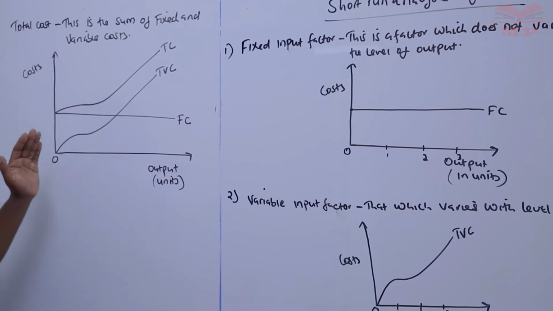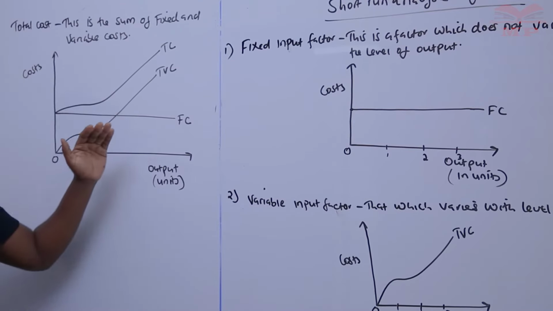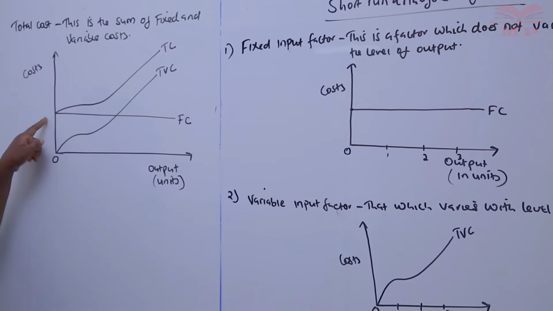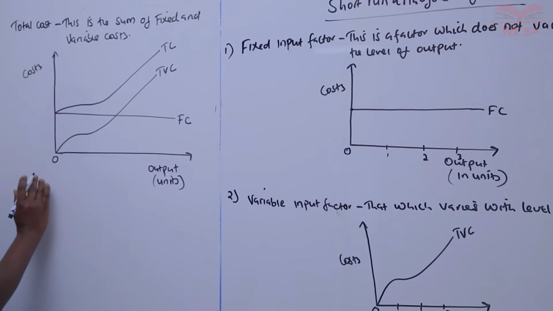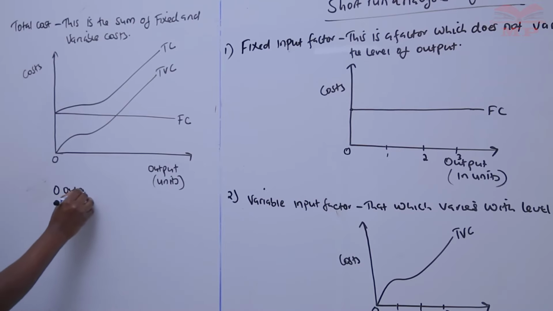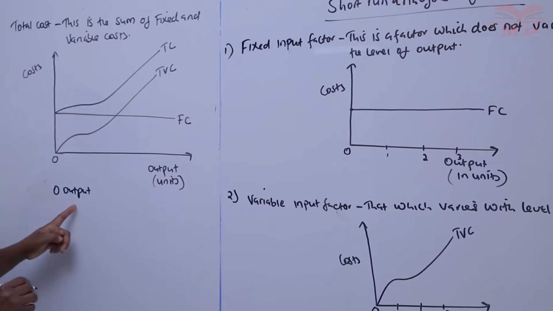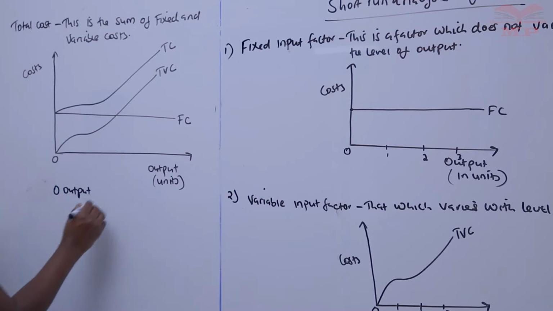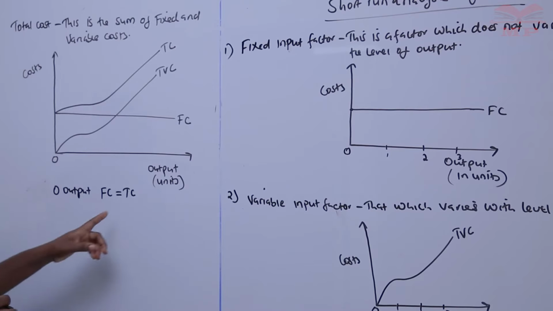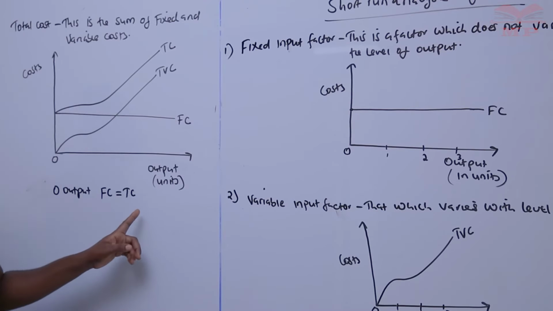So what happens is, when total variable costs are rising, initially we do not have any cost incurred. The only cost being incurred here is the fixed cost, which remains constant. So when we have 0 output, that means no output is produced, fixed cost equals total cost. Where there is 0 output, fixed cost equals total cost.